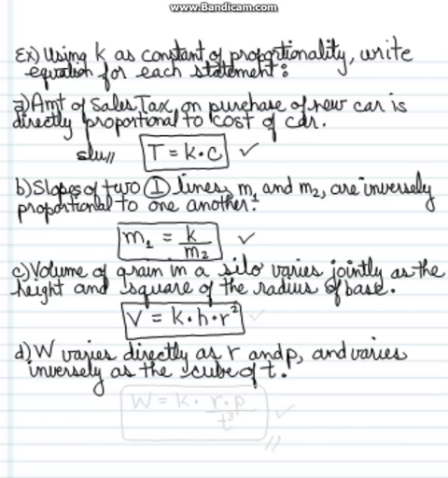Finally, we've got the W varies directly as R and P. So that part looks just like the one we just did, part C. But it varies also inversely as the cube of T. So we're going to have a denominator with T cubed in it. So we have W, whatever that value is, equals the constant K times R times P. That's the joint proportionality. And then the inverse proportionality is T cubed in the denominator. So those are just examples of how you can take statements of proportionality and express them as equations.